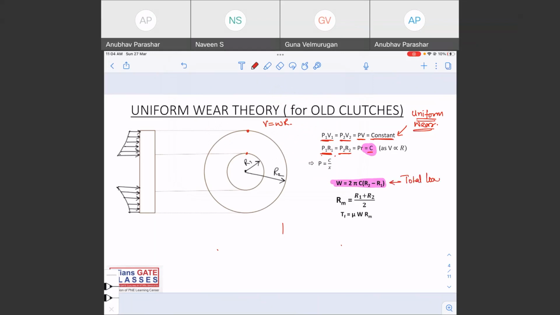Total load on the clutch is this much, 2 pi C into R2 minus R1. So this is the mean radius, friction radius, or mean radius. And what is this? This is the frictional torque. The expression for mean radius is simple. Here, in case of uniform wear theory, that is R1 plus R2 divided by 2.